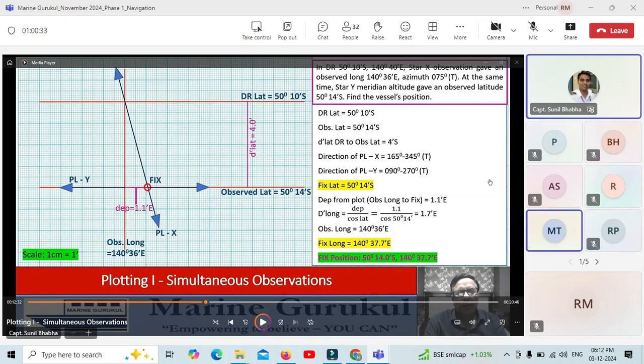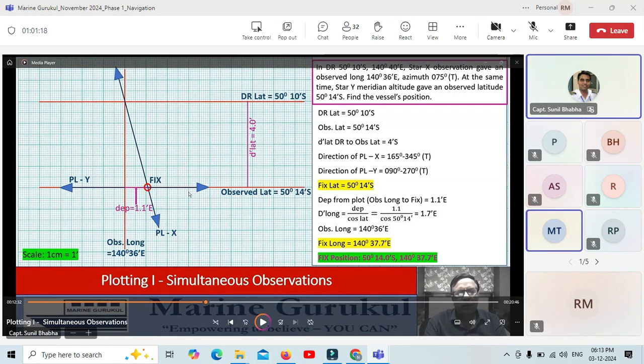Yes, sir. Can you please show a little bit for star Y, what will be the azimuth from where we draw the azimuth, for better understanding of this east-west line of PL? Okay, beta. Star Y is on our meridian. It is mentioned in the question, star Y meridian altitude gave an observed latitude 50 14 south. The azimuth is not given to us, but when a body is on the meridian, the azimuth has to be either north or south. It can be north also, it can be south also, but the direction of the PL for meridian altitude observation will always be east-west.